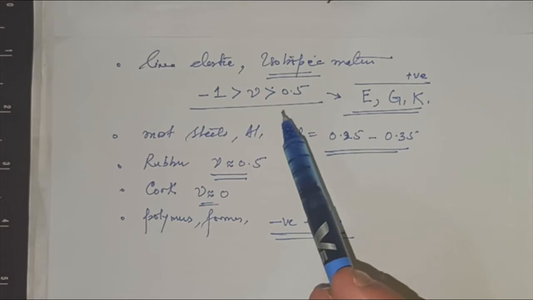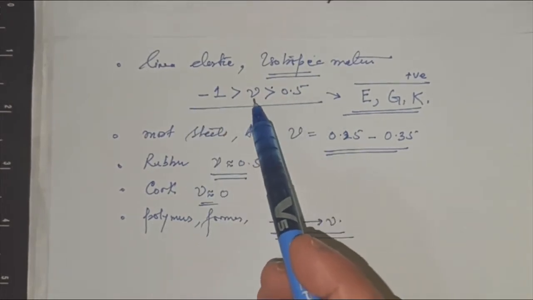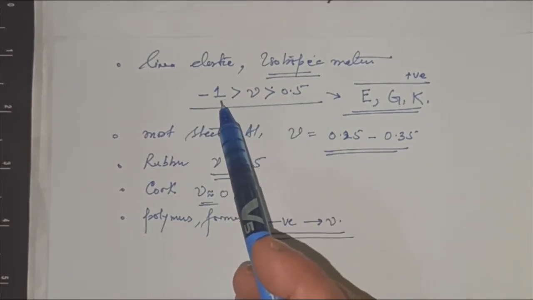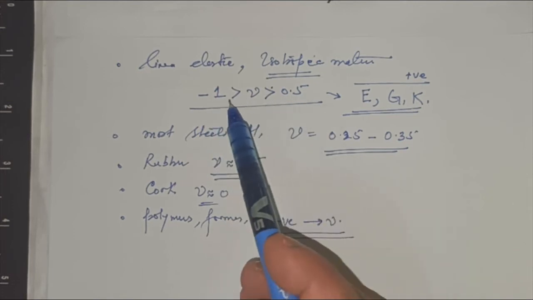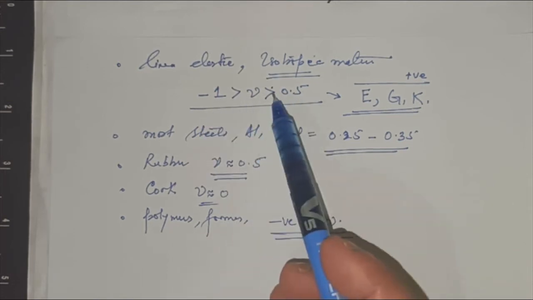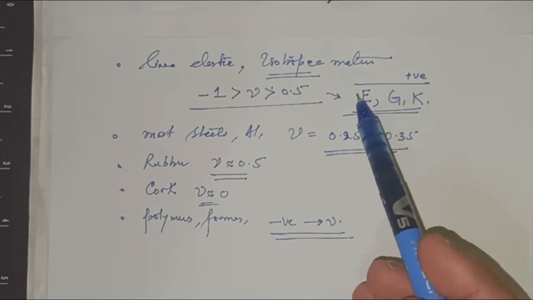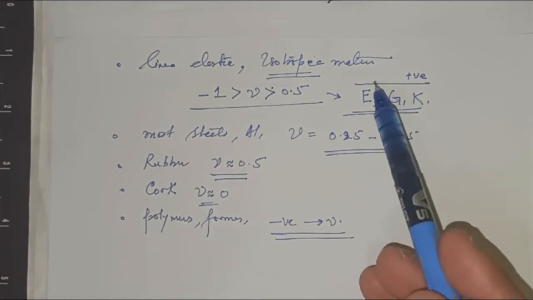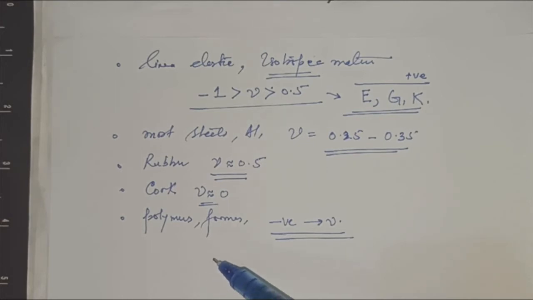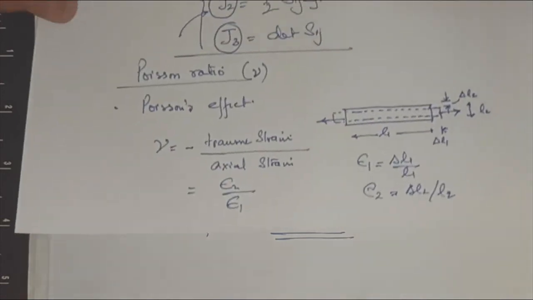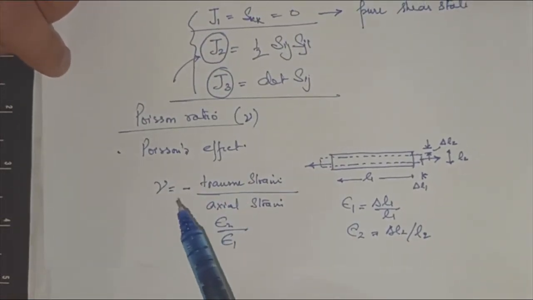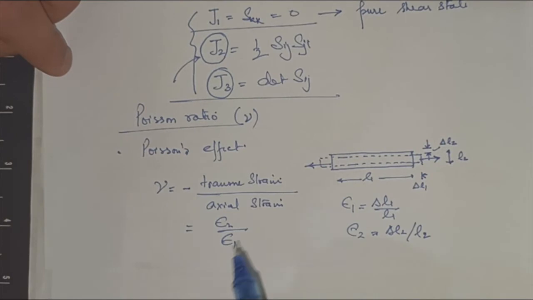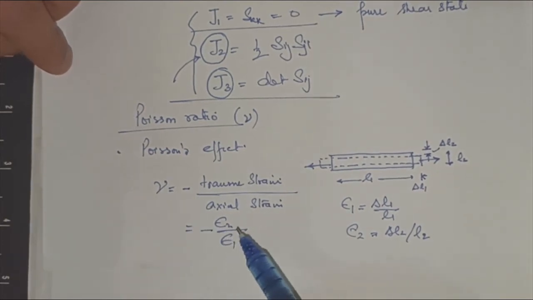In any of the standard books you can see this condition in which the Poisson's ratio remains within this limit, -1 to 0.5. It remains within this because of some restrictions on E, G and K, and what these are I'll describe later. So this is what the Poisson's effect is. Poisson's effect gives rise to a Poisson's ratio, and remember that it is the negative of transverse strain to axial strain.